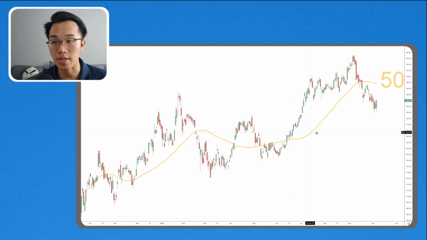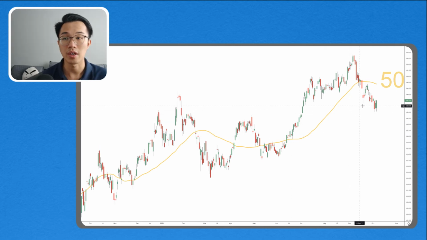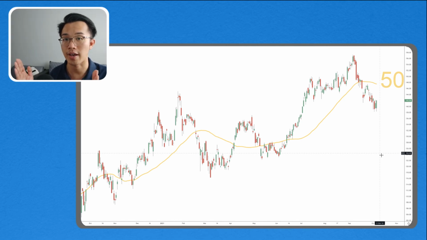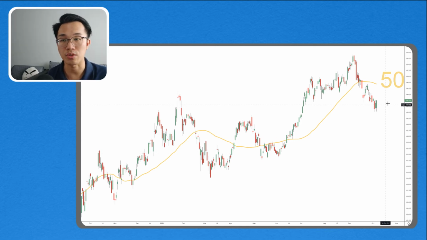So this yellow line is a 50 period moving average. So what it shows us is the average price for the previous 50 candles. So it's a moving average because every day is a new candle. So the data set of the last 50 candles is going to shift as new candles are created. Alright? So we can see that the moving average helps to smooth out the prices, and we can see a bit clearer what the direction of the market is.